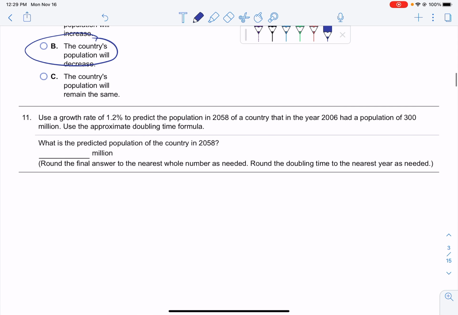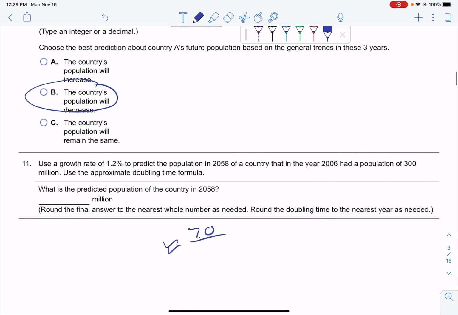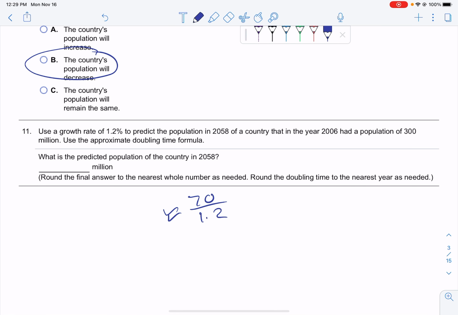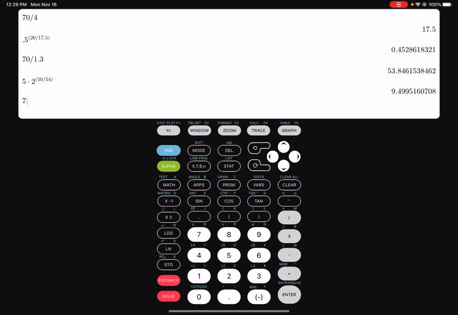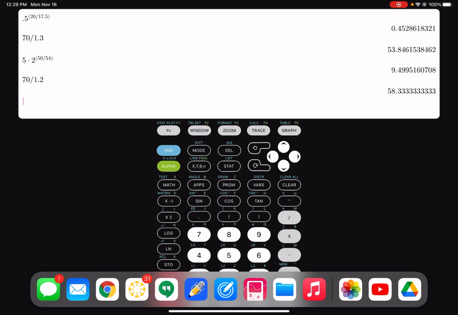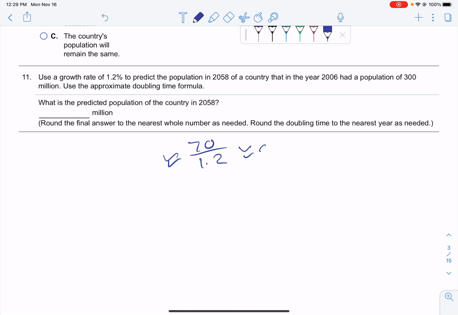Use a growth rate of 1.2% to predict the population in 2058 of a country that in the year 2006 had a population of 300 million. Use the approximate doubling time formula. So approximately 70 divided by my percent, 1.2, is going to give me my number of years till I double. So I'm going to do 70 divided by 1.2 and get 58 and a third. So it's approximately 58 and 1/3.